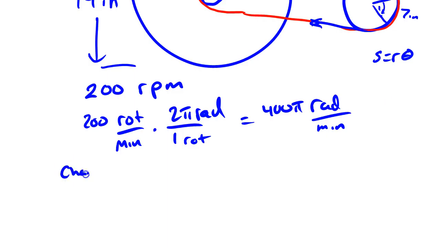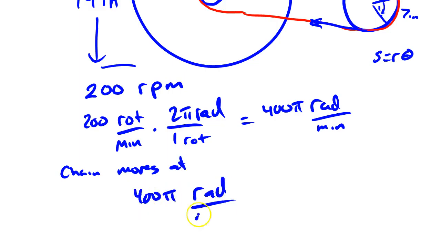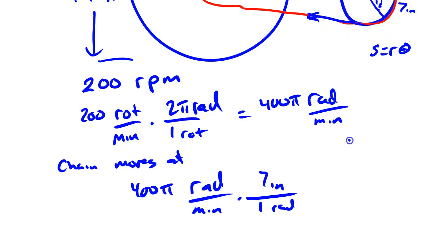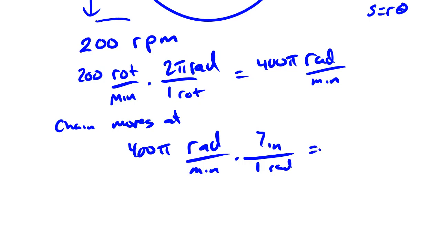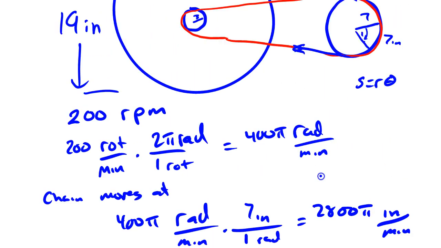So the chain moves at 400 pi radians per minute, and I'm going to multiply by 7 inches of chain for each radian of turn. As you turn that circle by 1 radian, 7 inches of chain are going to pull through. So this is now 2,800 pi inches per minute. That's how fast the chain is moving.